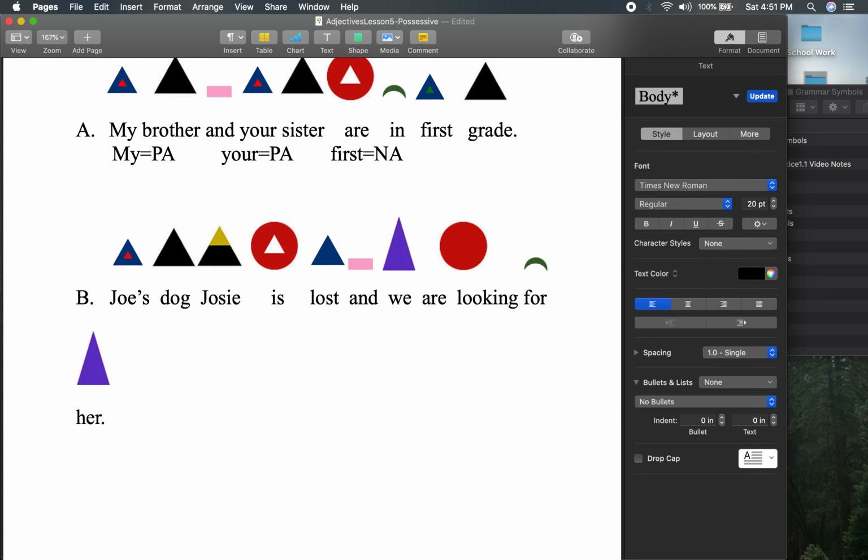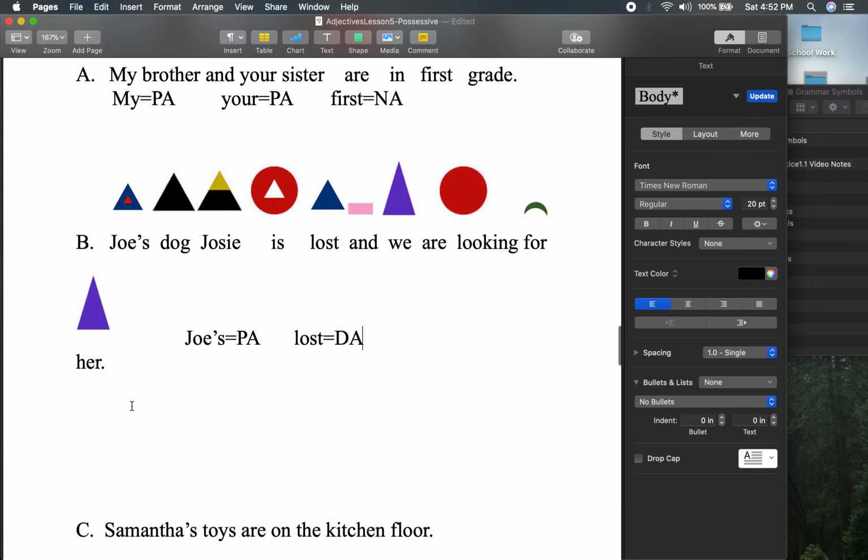All right. Let's get serious here. Joe's is my possessive adjective. Lost is just a descriptive adjective. We're no longer doing anything with predicate adjective, attributive adjective. Yep, those look like the adjectives, and we are looking for her. Notice her, if I had said her dog here or something like that, then it would be a possessive adjective, but here I just have her. So there you have it.